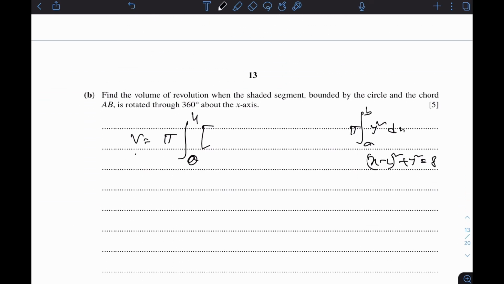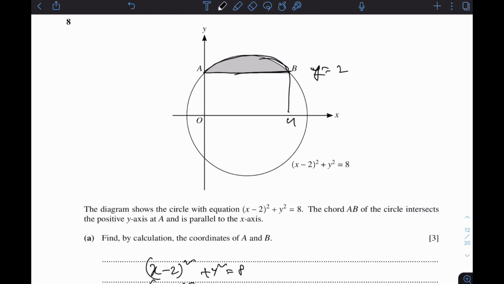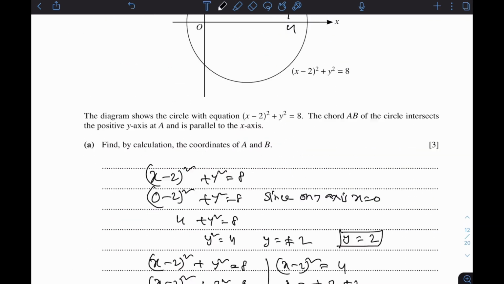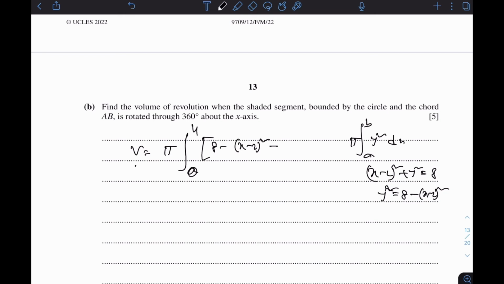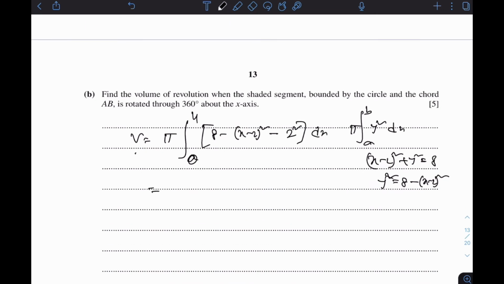So we can write here y squared equals 8 minus (x minus 2) whole squared, minus, and down there, this is the x, this is the y equals 2, so you can write here 2 squared, dx. Now it is necessary to integrate from 0 to 4. Let me simplify. 8 minus 4, that is 4, x minus 2 whole squared dx.